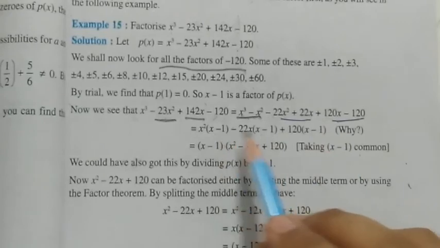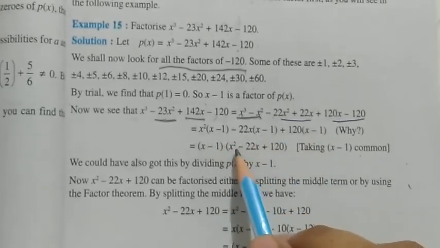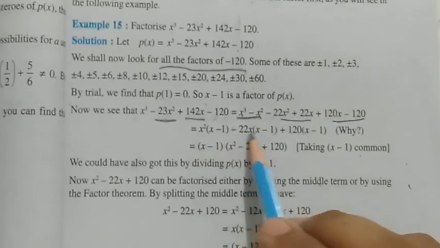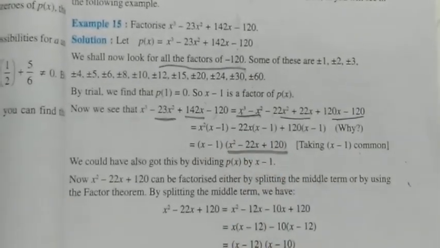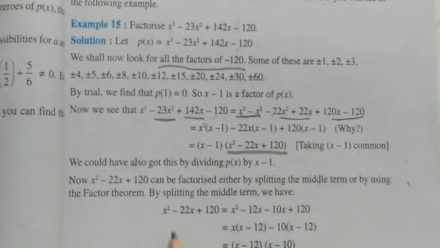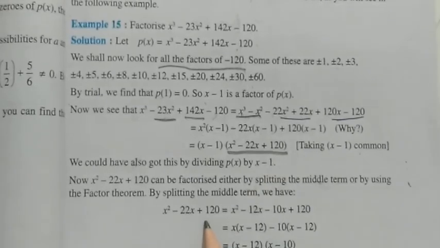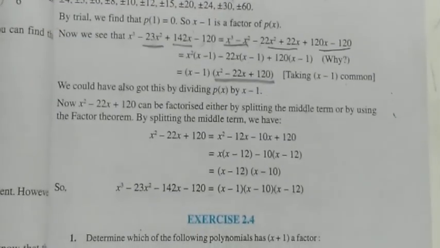So we know that x minus 1 is a factor, so x minus 1 is common from all, and the new polynomial is x square minus 22x plus 120. So here x square minus 22x plus 120, we have to factorize this polynomial. Okay, so let me factorize this polynomial. Here the coefficient is 1, so 120 ones are 120. Okay, so factors of 120.